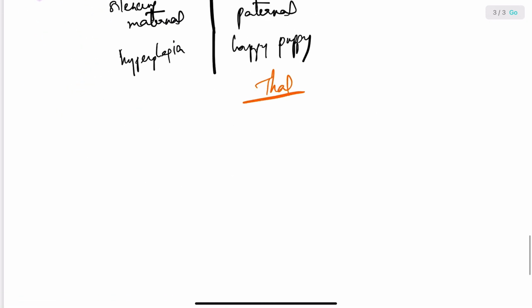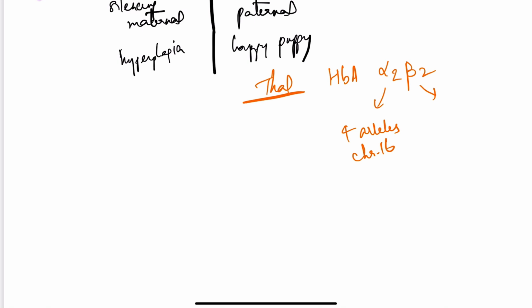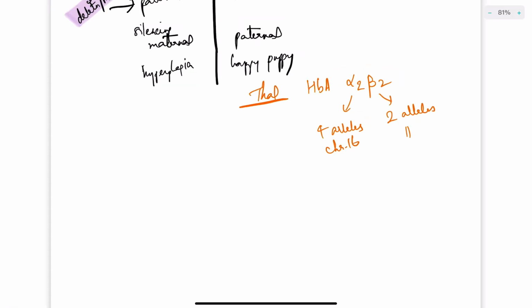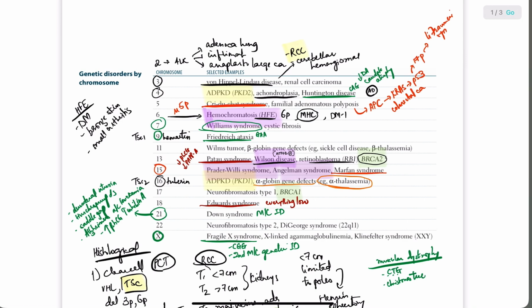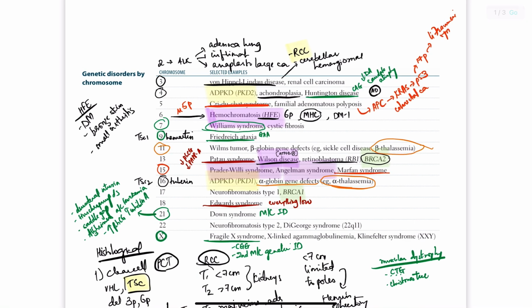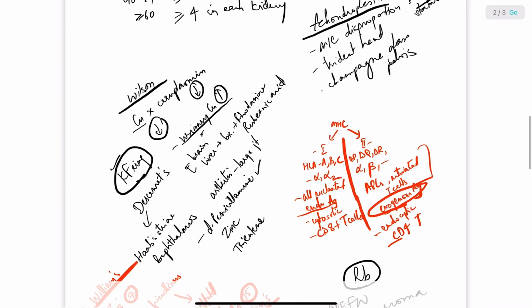So remember that in the adult, the major hemoglobin is HbA, which contains alpha 2, beta 2 globin genes, right? For the alpha globin gene, we have 4 alleles and they are all present on chromosome 16, like we just saw, whereas the beta has 2 alleles and they are present on chromosome 11, right? Beta thalassemia, chromosome 11. So alpha is 16 and beta is chromosome 11.